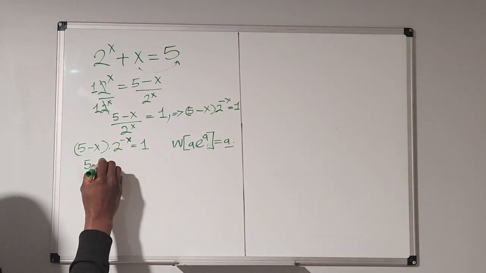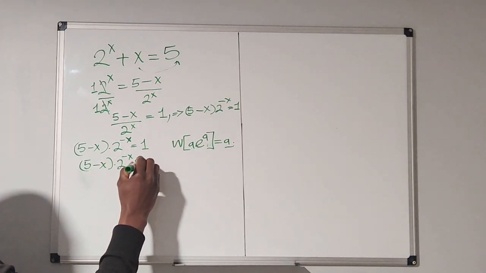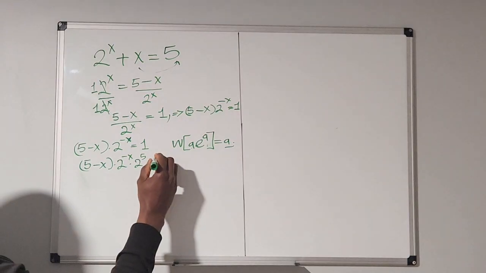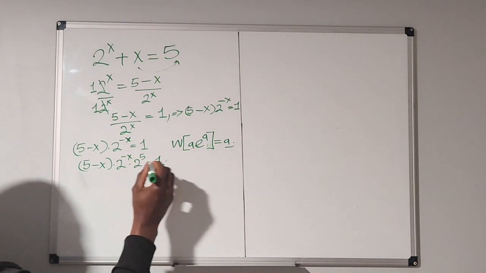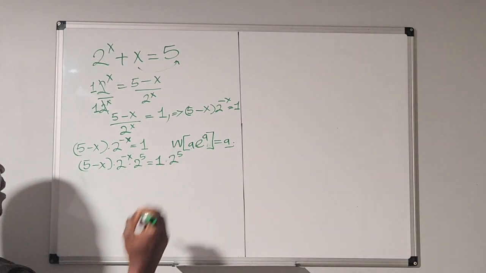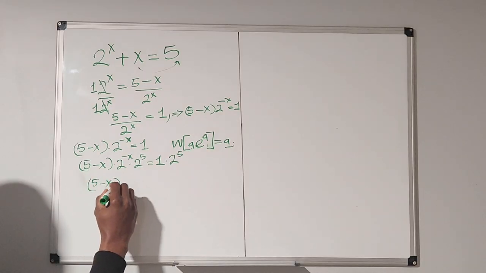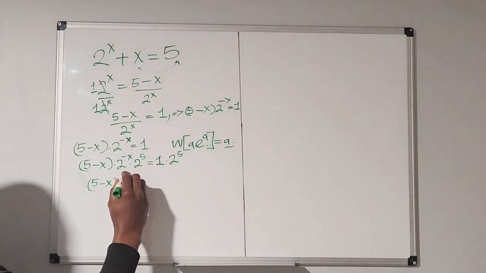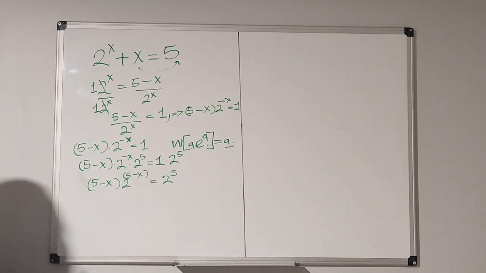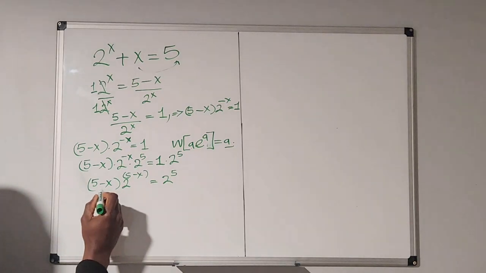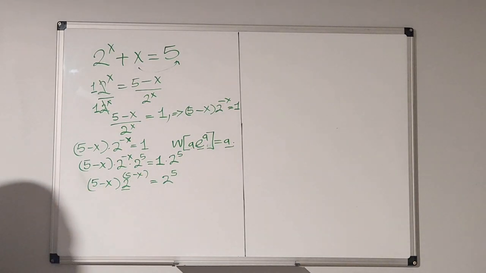So we can multiply by 2 raised to power 5. And also whatever you do on the left hand side, you need to make sure to do the same on the right hand side. So we also multiply the right hand side by 2 raised to power 5. So now we have 5 minus x, 2 raised to power 5 minus x equals 2 raised to power 5. Now this is looking similar to what we have here, but here we have e and here we have 2.